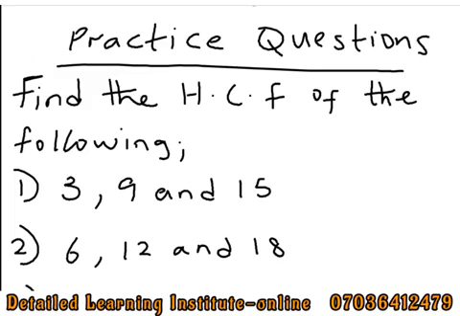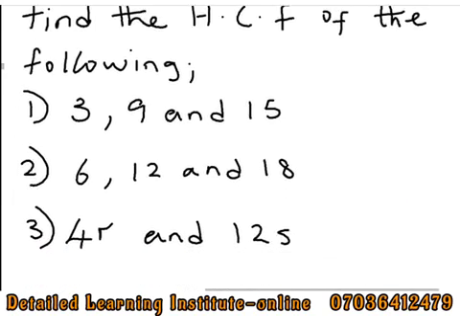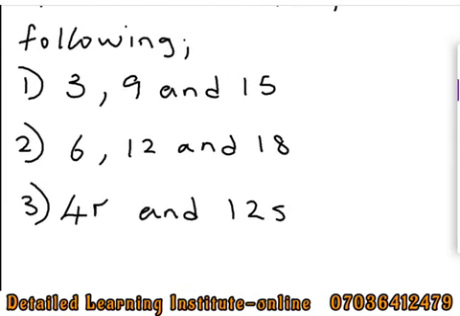So the practice questions are what we have here. We have 3 of them. Question 1: find the HCF of the following. 1. Find the HCF of 3, 9, and 15. 2. Find the HCF of 6, 12, and 18. 3. Find the HCF of 4r and 12x. Now you are going to solve these questions. Again, snap it and send it to the group chat so that you can be told whether you are correct or not.